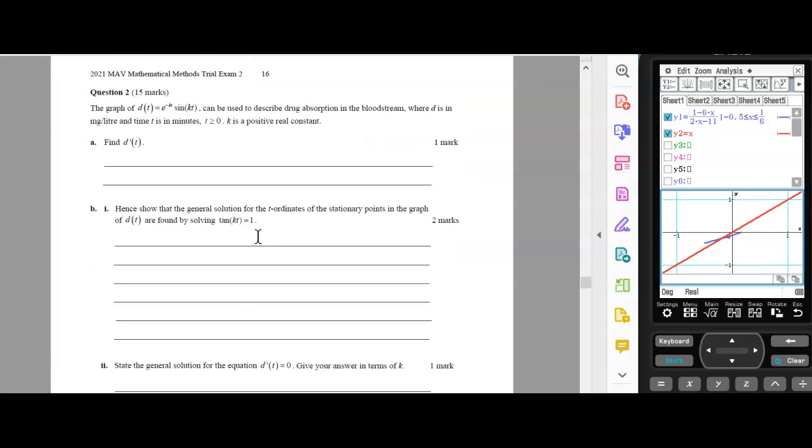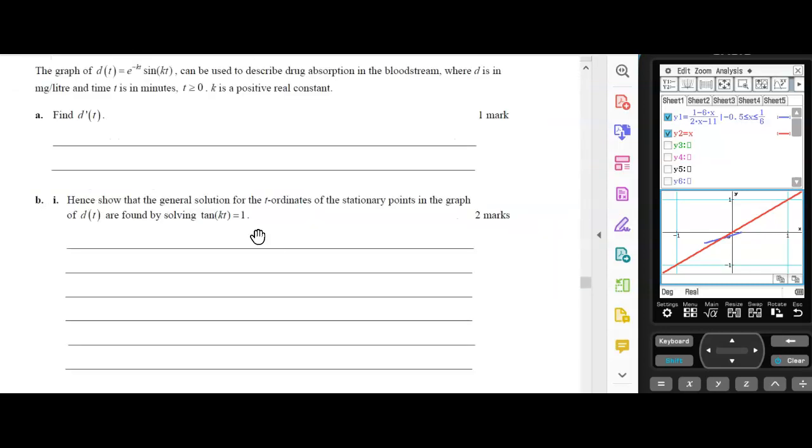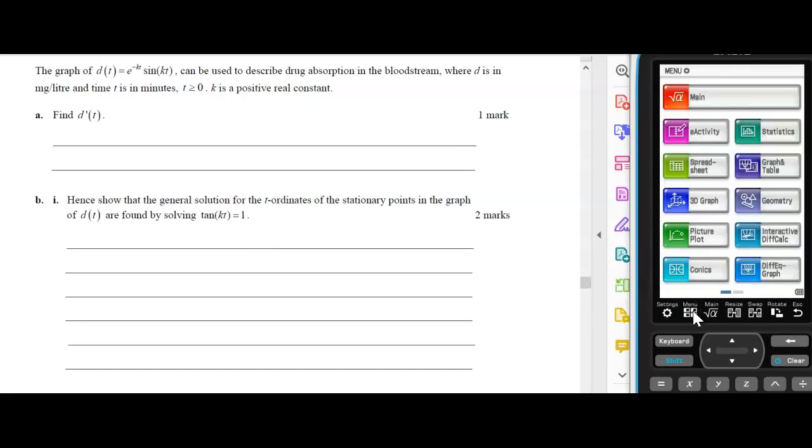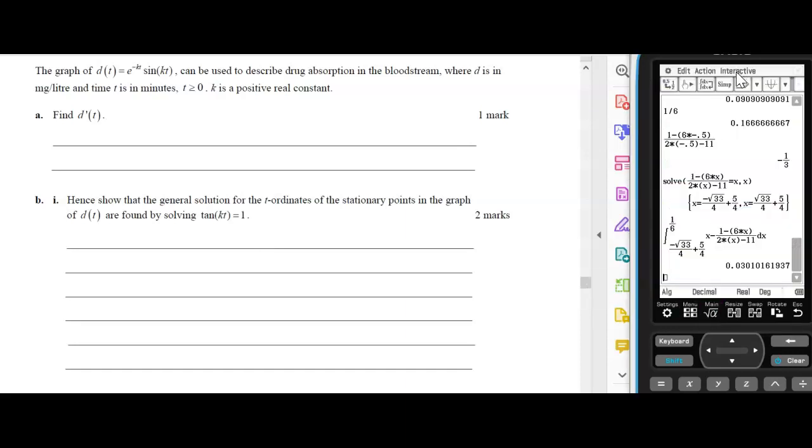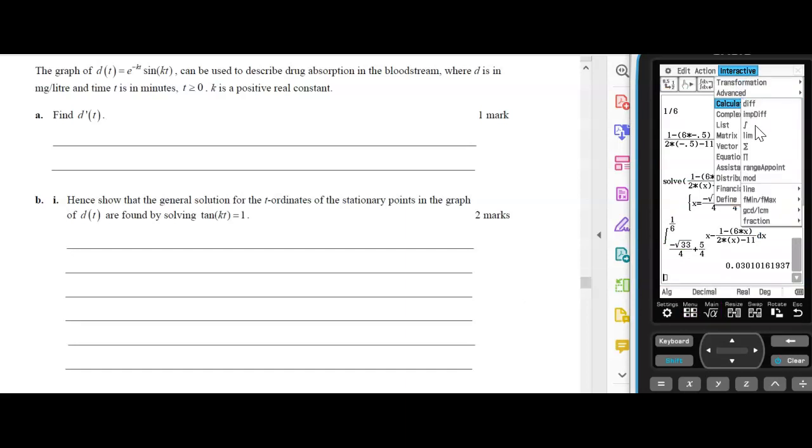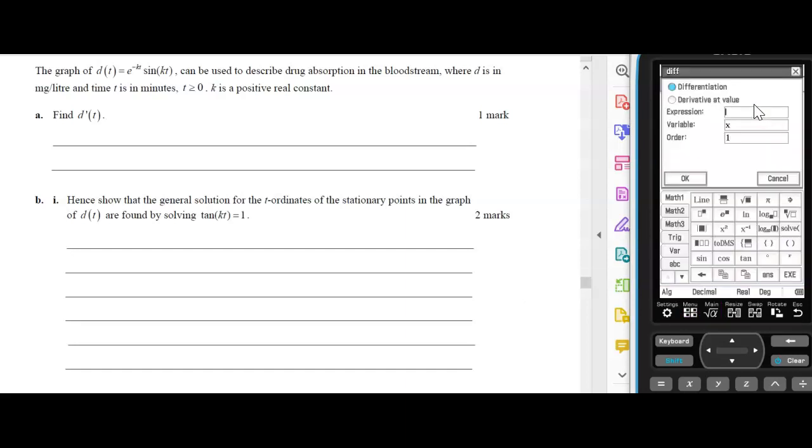The graph of d(t) equals, and that's pretty hard to read, e to the negative kt sine kt, can be used to describe drug absorption in the bloodstream, where d is in milligrams per litre and time t is in minutes, where t is greater than or equal to 0 and k is a positive real constant. So we've got to find the derivative. It is only worth 1 mark, so we can do it on our calculator. Go to our main screen and we can just go to calculation and we want to find the derivative.